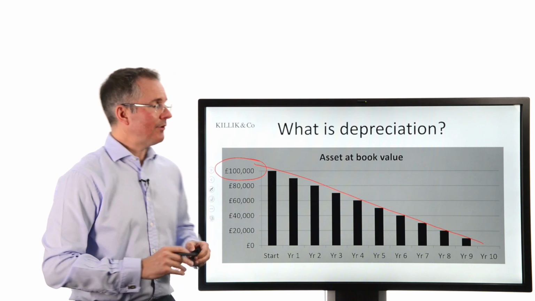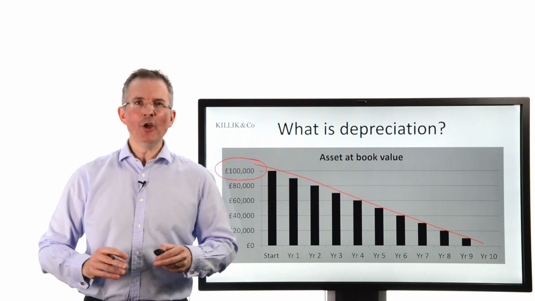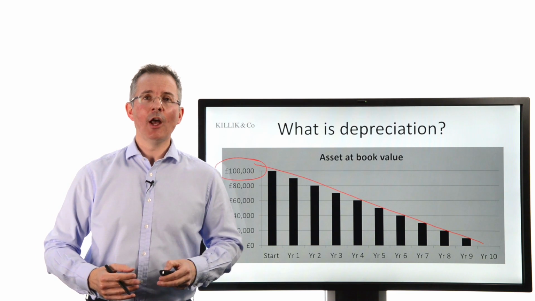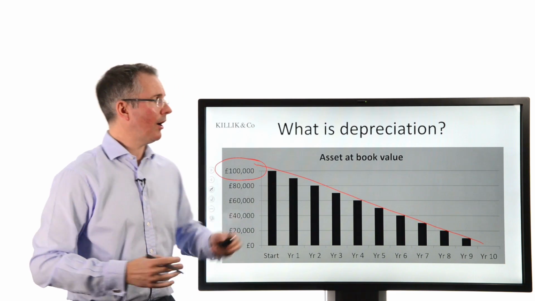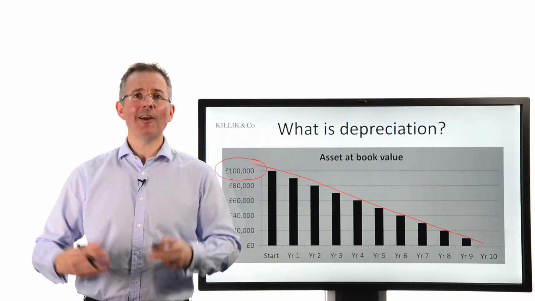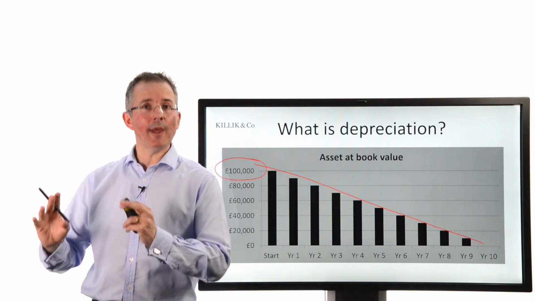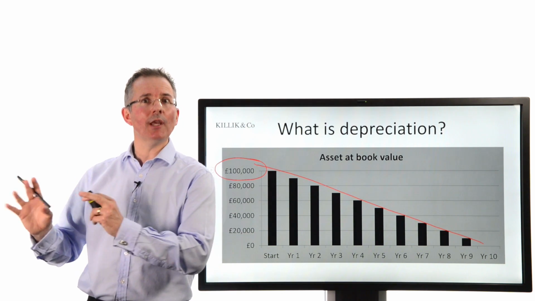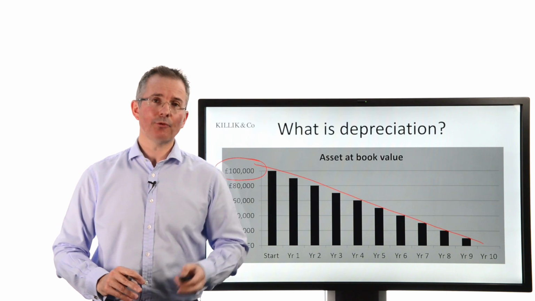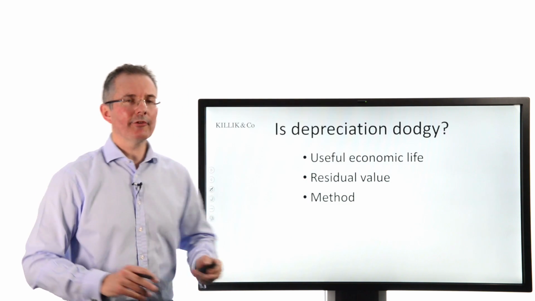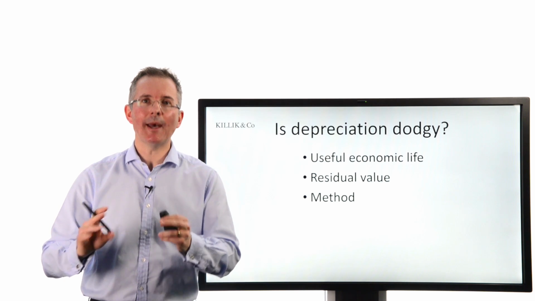And analysts often don't like this because they say, well, who decides the 10 years and therefore the £10,000? Why not 20 years, which would halve the depreciation expense? Why not 5 years, which would double it? And everything you do to depreciation, you are doing to operating profit and therefore changing the way that the company presents its results.